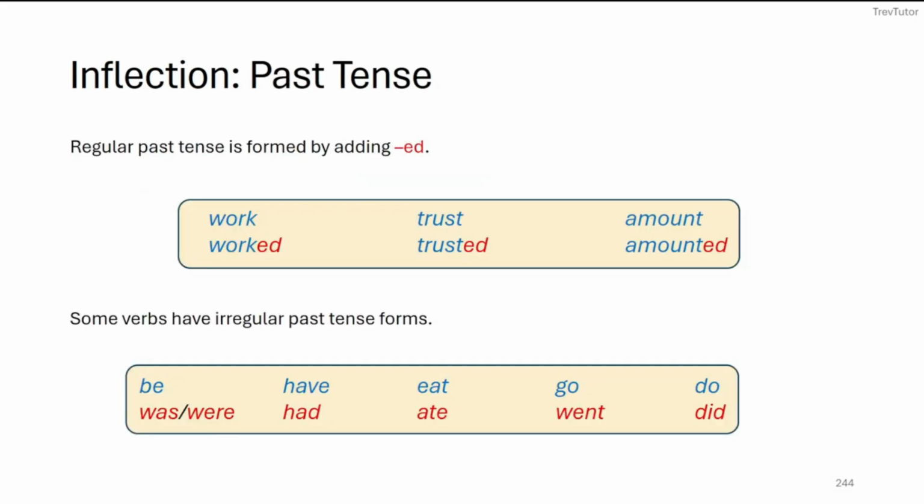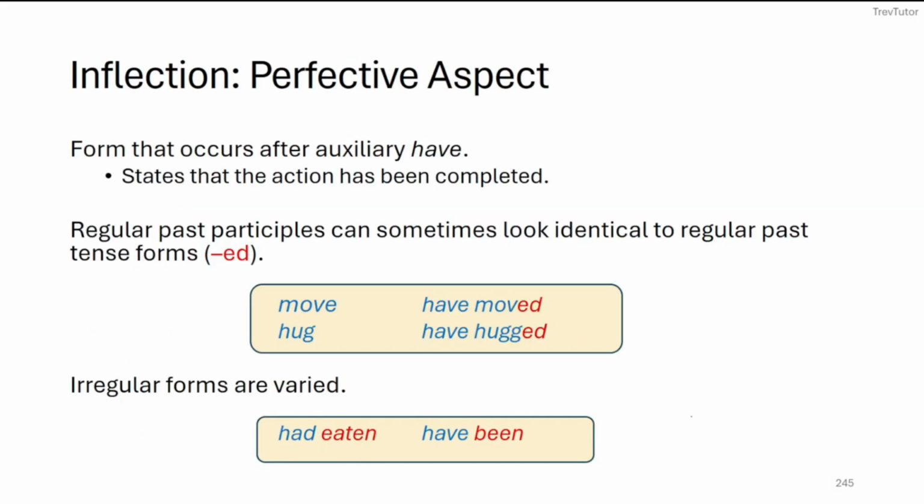The regular past tense is just by adding ed to words. So that's typically what you see: work to worked, trust to trusted, amount to amounted. But you will see irregular past tense forms, like be is was or were, have is had, eat is ate. Go changes form completely to went, and do is did. So each of these words on the bottom have that past tense inflection. There's just no specific suffix or prefix that indicates it. It's part of the word change.